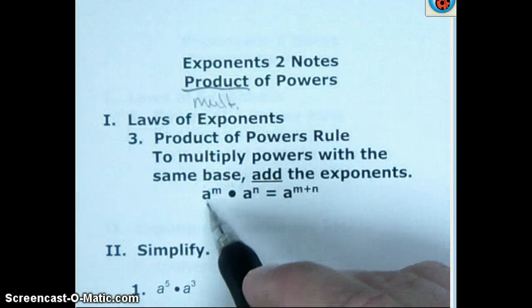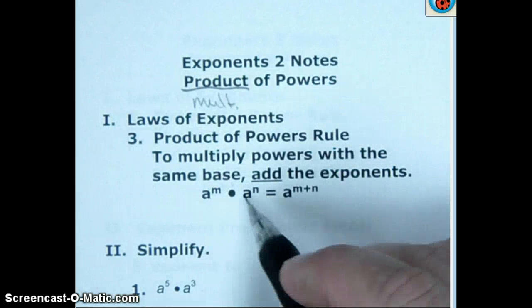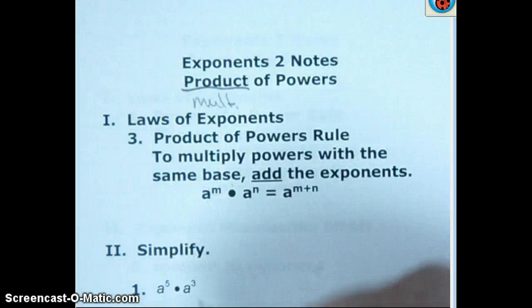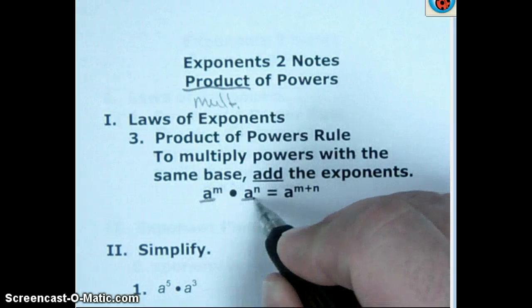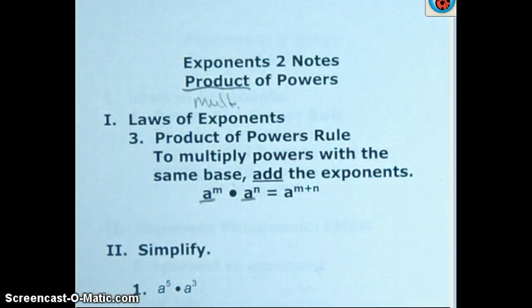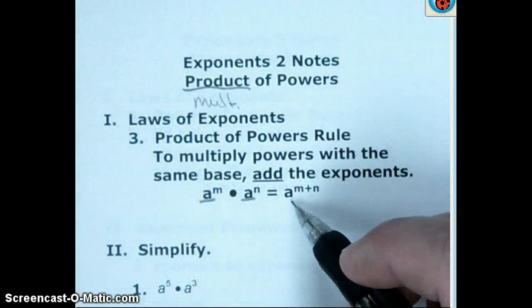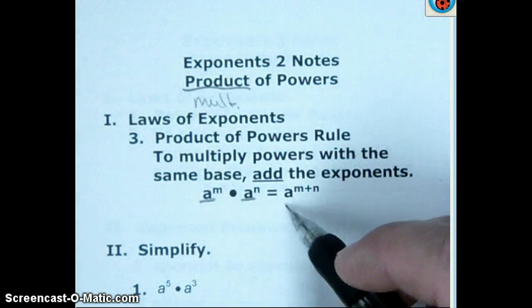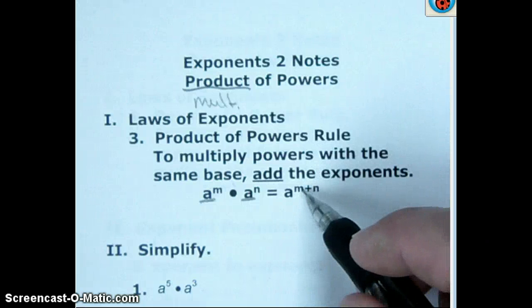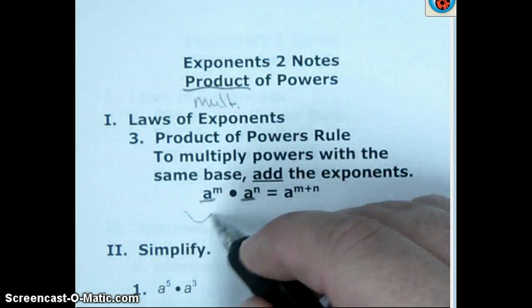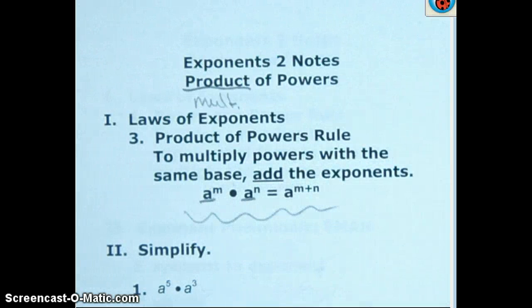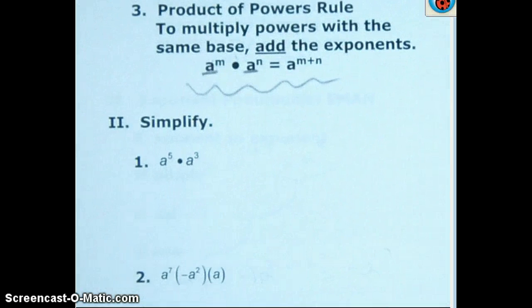An example, a to the m power times a to the n power. You agree that these two expressions both have an a raised to some exponent, whether it's m or n. Well, if you have that situation, the law says that you can really write this as a to the m plus n. Now I know that sometimes these expressions can be a little confusing. Let's do a real life problem.